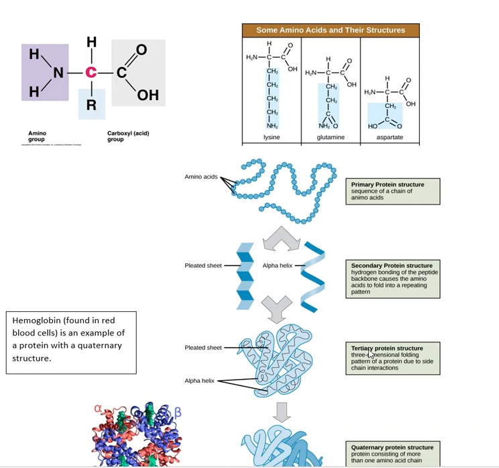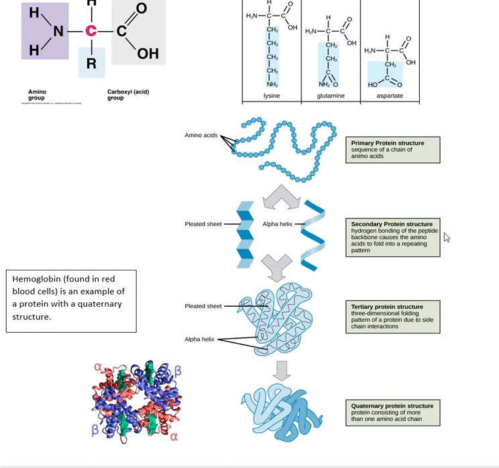This is called the tertiary structure. And the tertiary structure you can see is due to side chain interactions. The R group represents the side chain. So within this, you can see there are regions that have the alpha helix, regions that have the pleated sheet, but we've added another dimension or another level of folding to it.